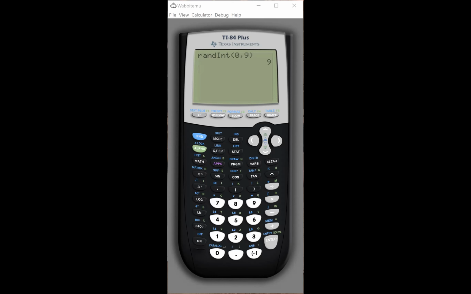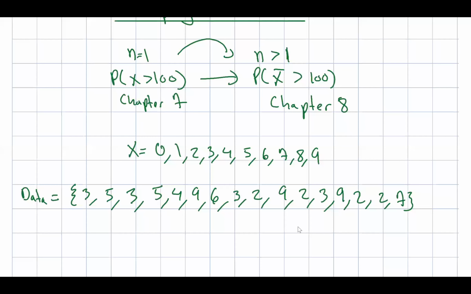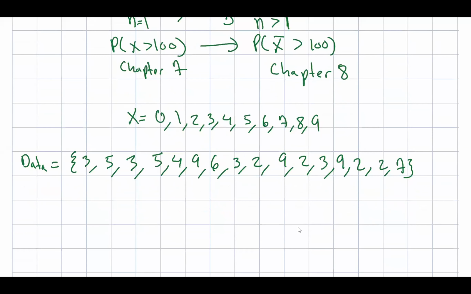All right. So let me show you what I have. So those are my data sets. I got 3, 5, 3, 5, 4, 9, 6, 3, 2, 9, 2, 3, 9, 2, 2, 7. If you look at all the numbers, they're kind of jumbled all over the place. Oh, I think you got a new number, 0.